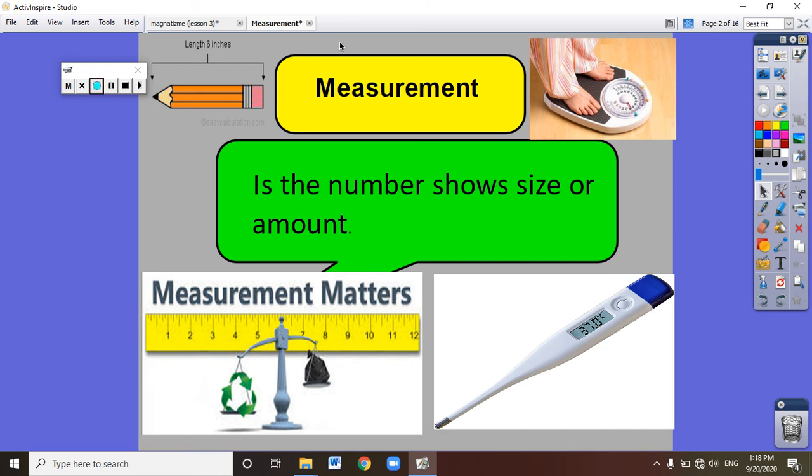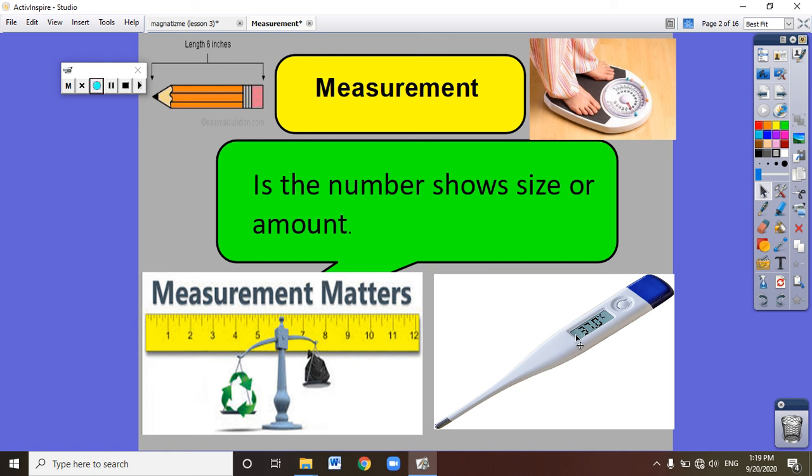So you measure the length of the pencil and it was 6 centimeters. You measure the mass of your body and it was 50 kilograms. You want to measure the temperature of your body. You don't feel well and you feel that your temperature is high, so you will get the thermometer in this picture and you will measure the temperature of your body. It will be 37 degrees.